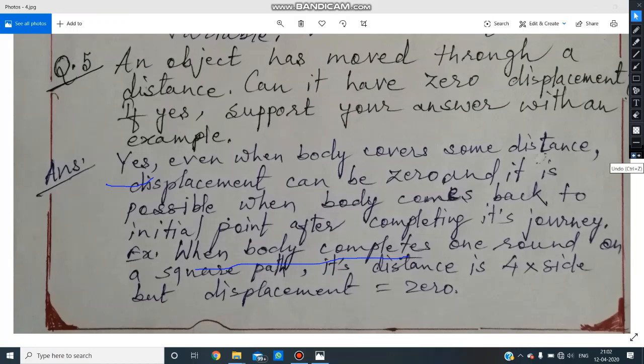Now in the next slide we'll go through some more interesting questions. Let's see what are these categories.